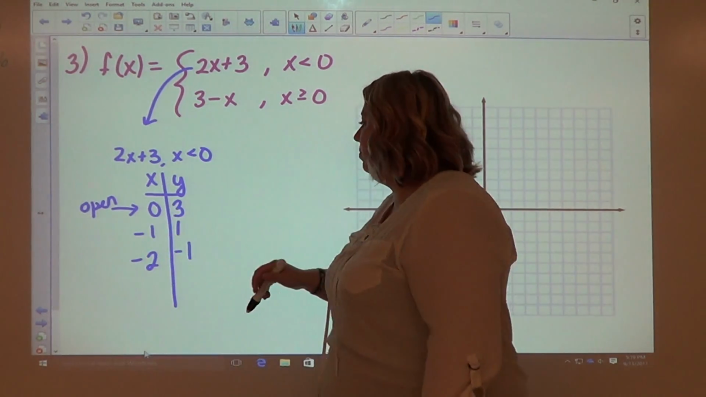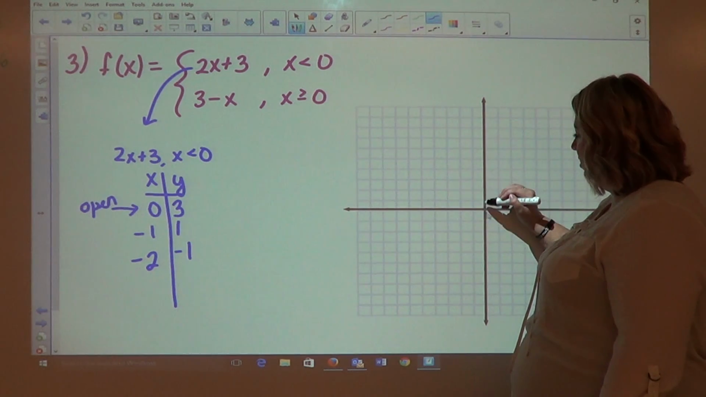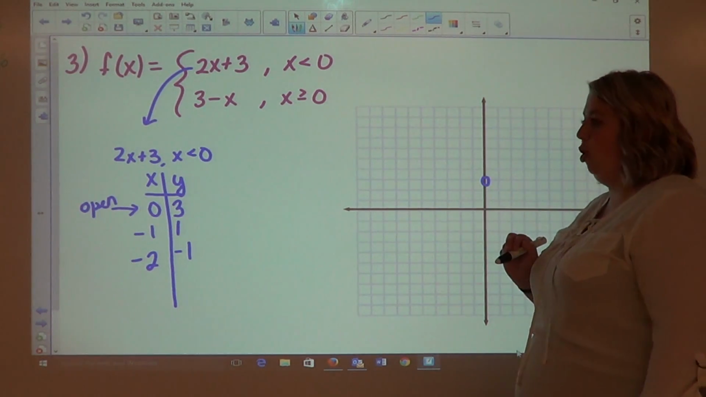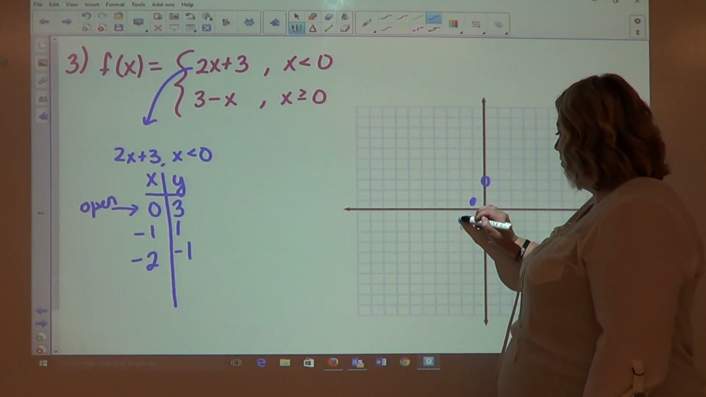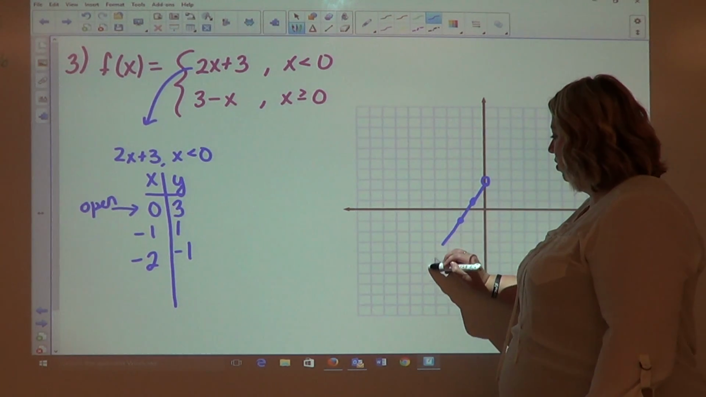Okay, this is your only open point. When I go to plot that, 0, 3, that's going to be your only open point. The rest of these make a line. So this is going to be your line that goes on forever.